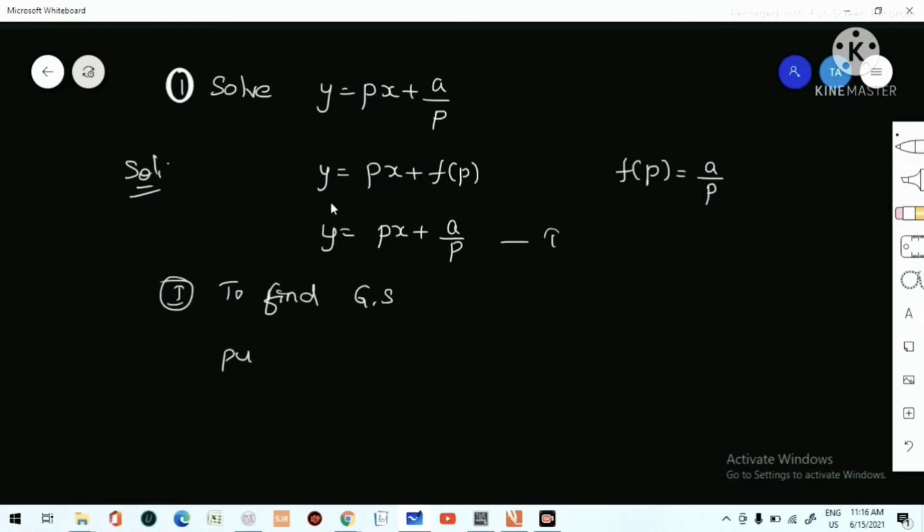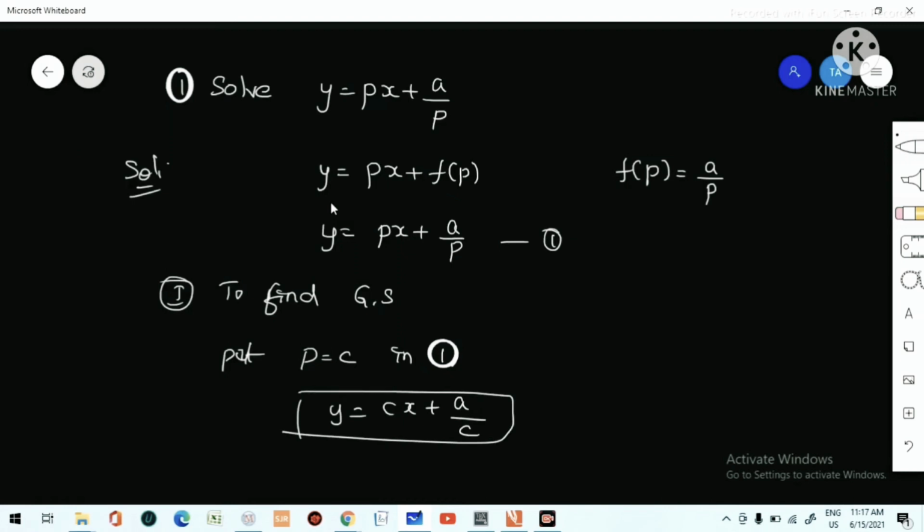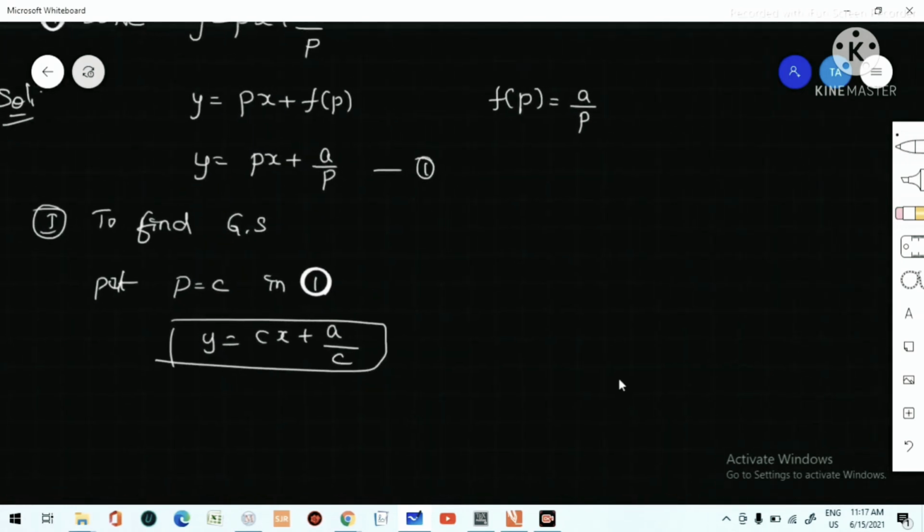Call this equation number 1. What do we have to substitute? Put p is equal to c in equation 1. So we'll get y is equal to cx plus a by c. This is your general solution. Understood?